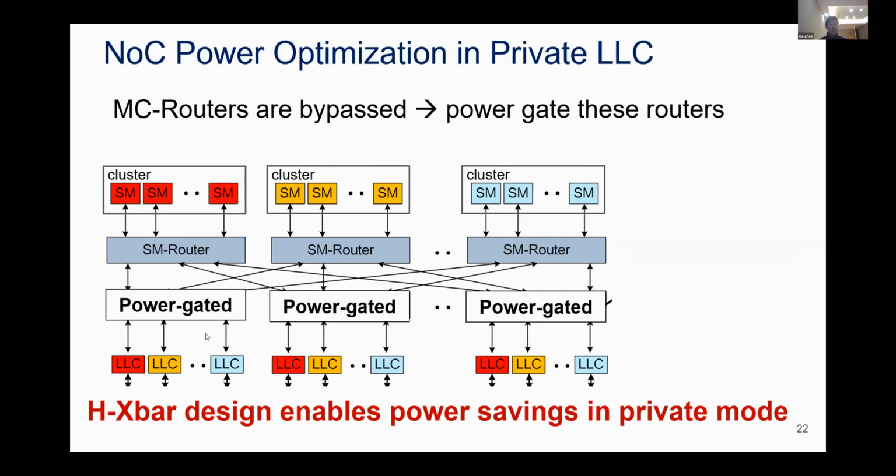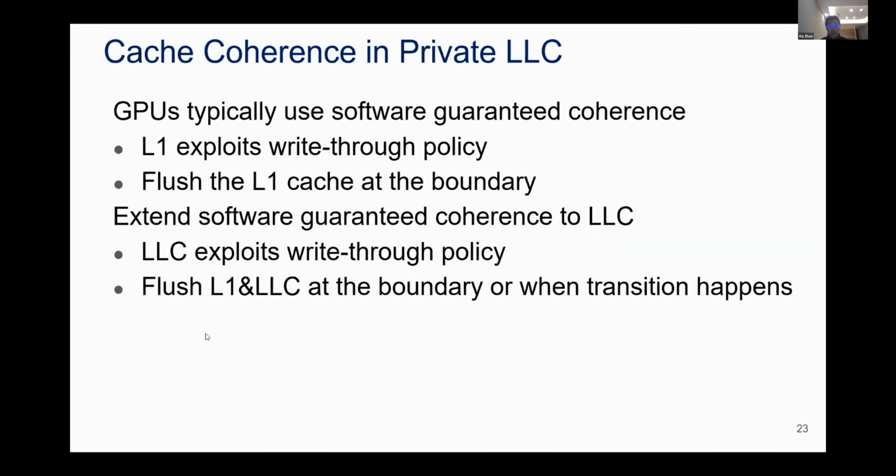Next, I will talk about the cache coherence in private LLC. GPUs typically use software-guaranteed coherence. For example, L1 employs a write-through policy and it will flush the L1 cache at the boundary. In this case, we extend the software-guaranteed coherence to LLC. The LLC also employs a write-through policy and we flush the L1 and the LLC at the boundary when the transition happens.